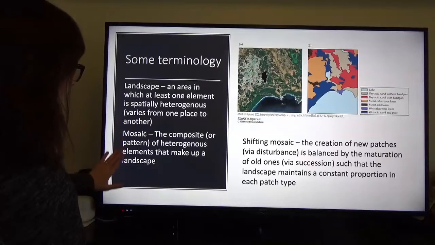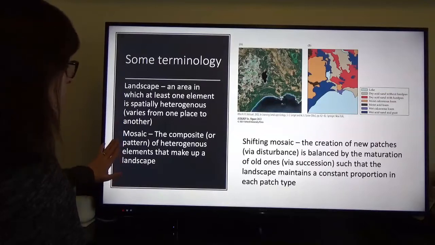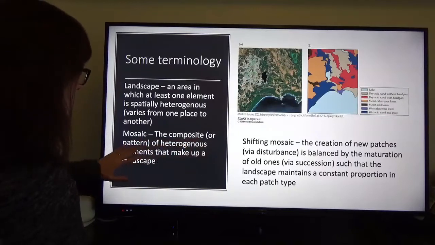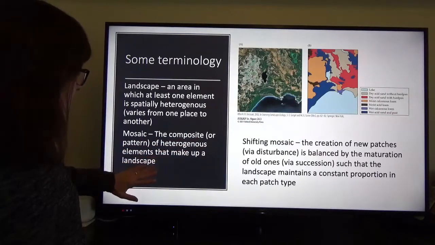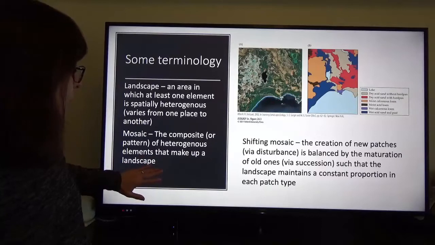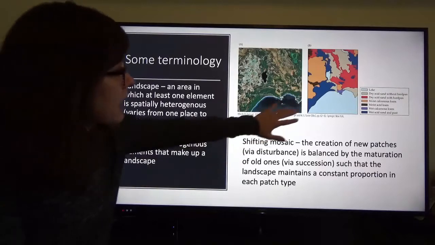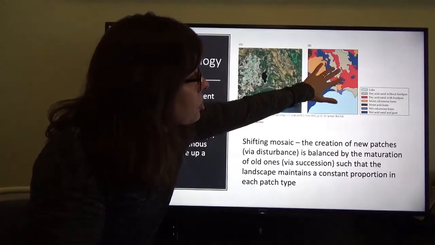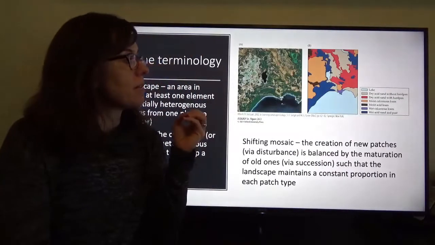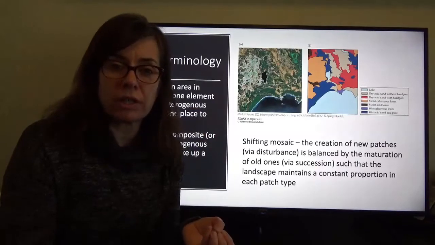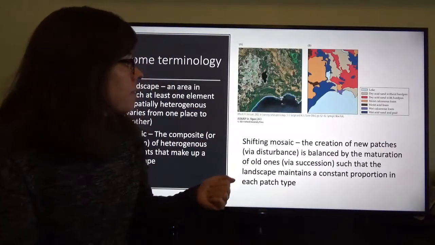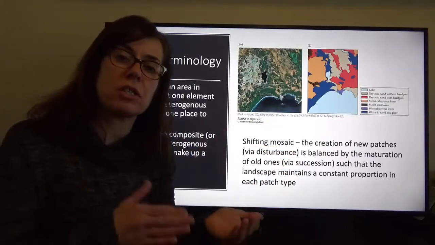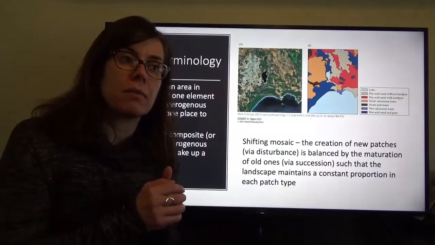And then another important term is mosaic, and this is probably a term that's familiar to many of you. So this is the composite or pattern of heterogeneous elements that make up a landscape. Okay? So in this case, the mosaic is the configuration of these different soil types in relation to one another.